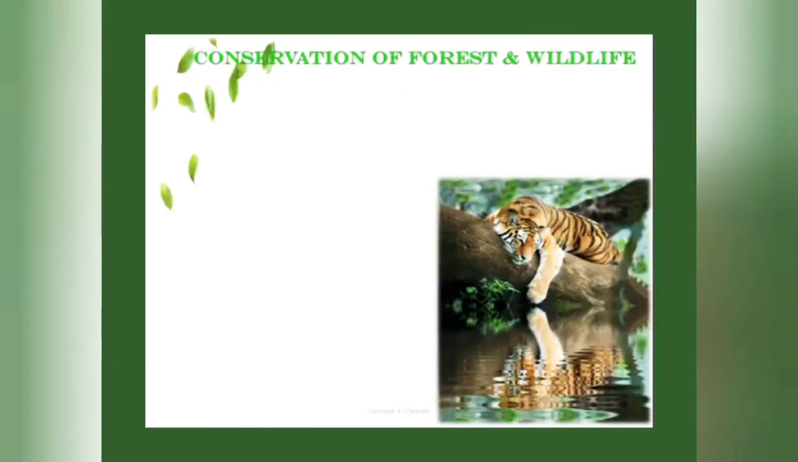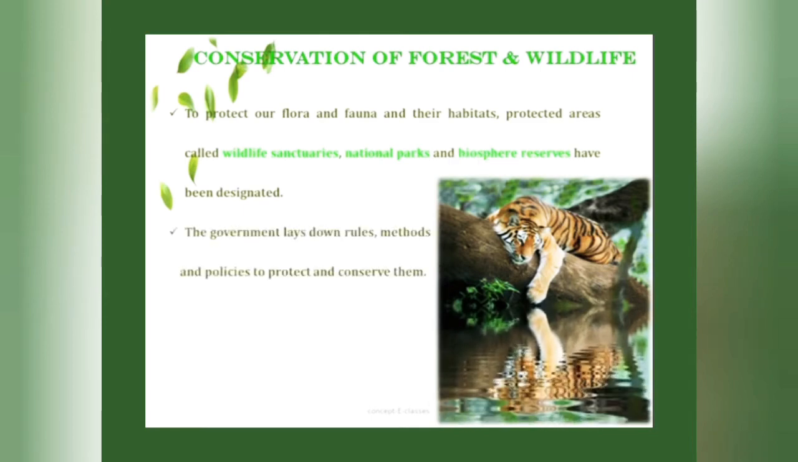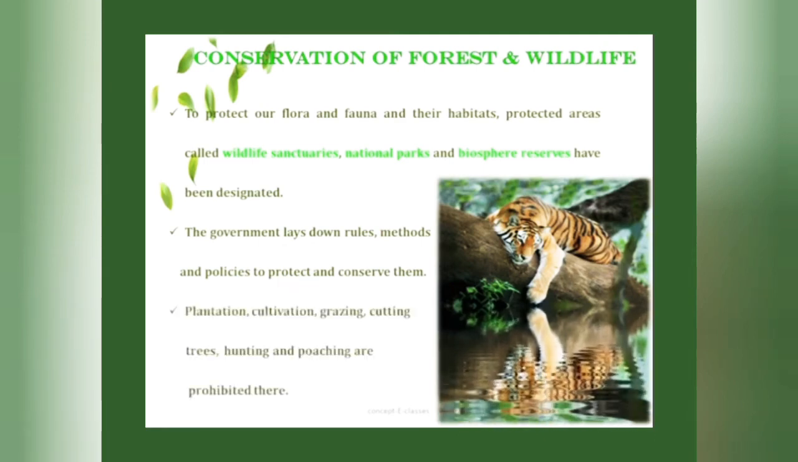So we saw what deforestation is and what its consequences are. Now we know how important forests are, so we have to conserve them. In order to protect the flora and fauna and their habitats, the government has established certain protected areas called wildlife sanctuaries, national parks and biosphere reserves. The government has laid down rules, methods and policies to protect and conserve wildlife. Plantation, cultivation, grazing, cutting of trees, hunting and poaching are prohibited in these areas.